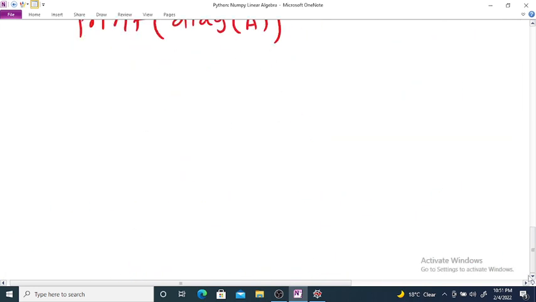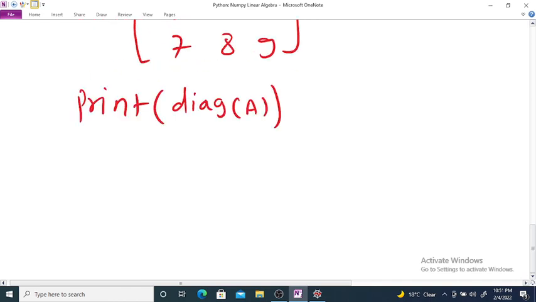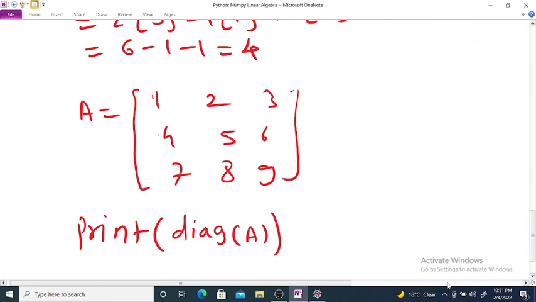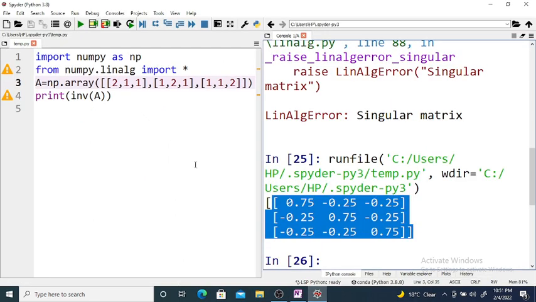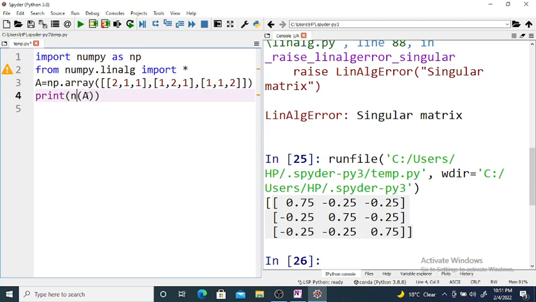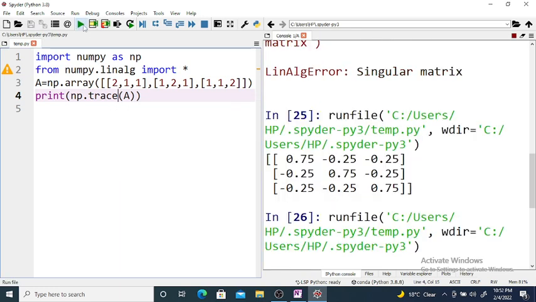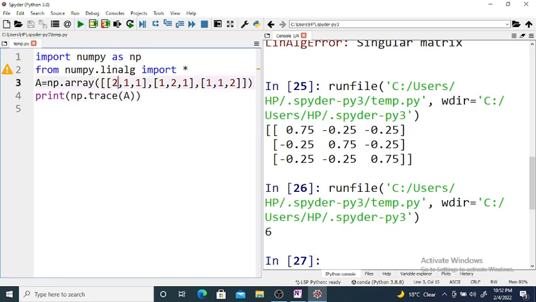Now next, you can also find the trace of the given matrix A. So what is the trace? We know that suppose A is equal to 1 2 3 4 5 6 7 8 9. If we add the diagonal entries, 1 plus 5 plus 9, we get the trace of this matrix, which is equal to 15. So if we write again A is equal to, suppose this is the matrix, and to find the trace just write the command np.trace of A, and you will get the trace, which is 6.